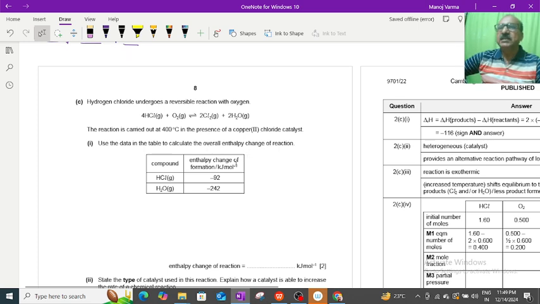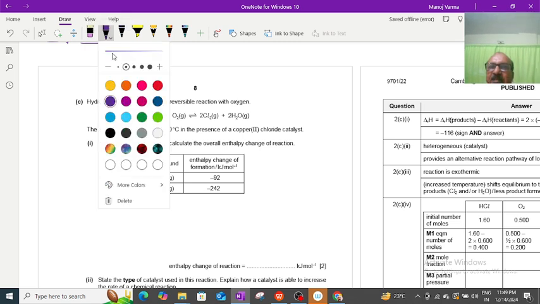Now what you find is that they have given you the compounds on the left side, and they have given you the enthalpy change of formation on the right side, but you find that oxygen and chlorine are missing from this table. So those of you who don't know may be wondering how we can solve this question when the data is incomplete. But actually the data is in fact not incomplete.